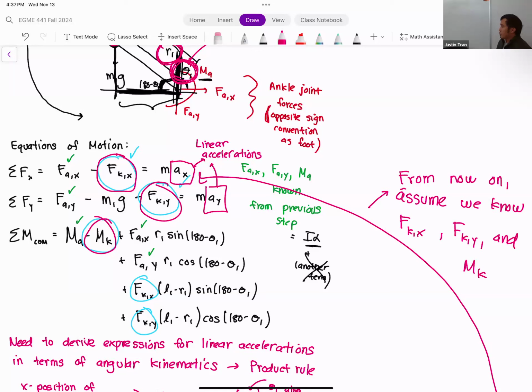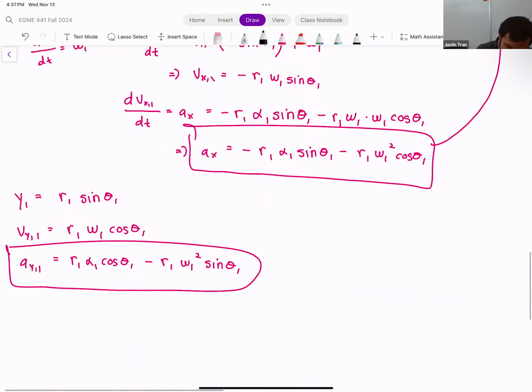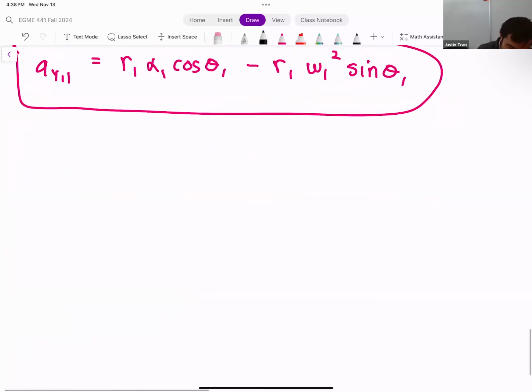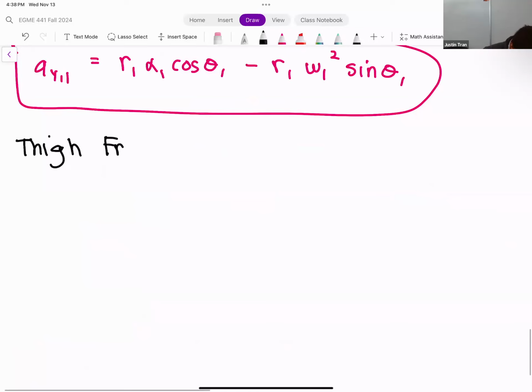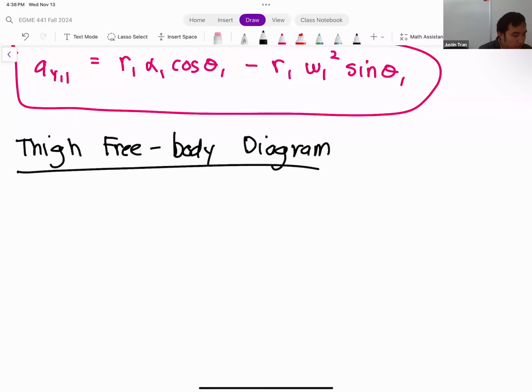Okay. So we're going to go ahead and move on to the equations of motion for the thigh, but we're going to move forward with the understanding that we know FKX, FKY, and MK. All right. So let's go ahead and move on to the thigh. And just like we did with the lower leg, we're going to start with the free body diagram.